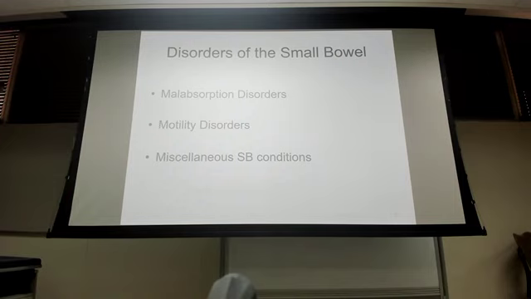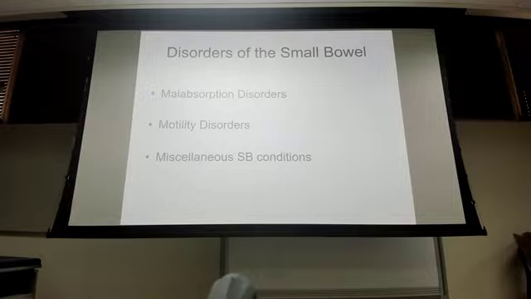Intestinal movement, and the malabsorption, which is what it sounds like, right? Nutrients aren't being absorbed where they're supposed to be absorbed by the gut to get back into the blood. And then third, some miscellaneous conditions: some tumors, vascular issues, congenital things that you need to be aware of.